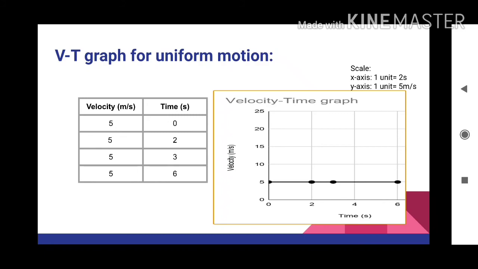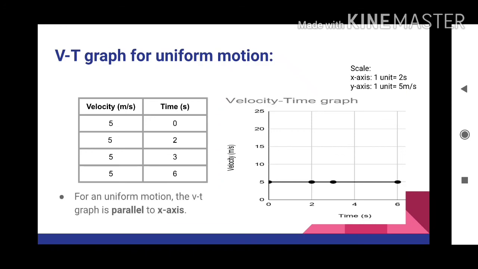The scale is x-axis 1 unit 2 seconds and y-axis 1 unit 5 meters per second. So 0 seconds, 5 meters per second; 2 seconds, 5 meters per second; 3 seconds, 5 meters per second; and 6 seconds, 5 meters per second. The dark black line with dots is the velocity time plot. The plot is parallel to the x-axis. This means whenever the velocity time plot is parallel to the x-axis, the body is exhibiting uniform motion with constant speed and zero acceleration.